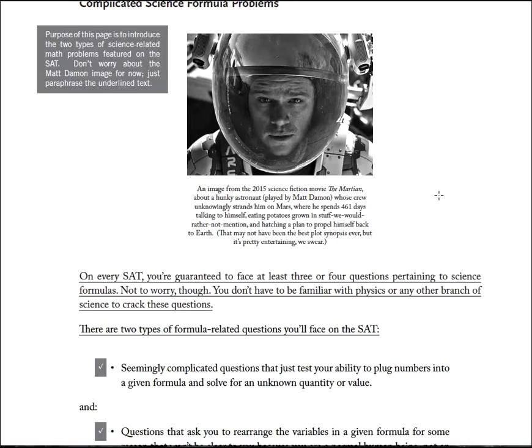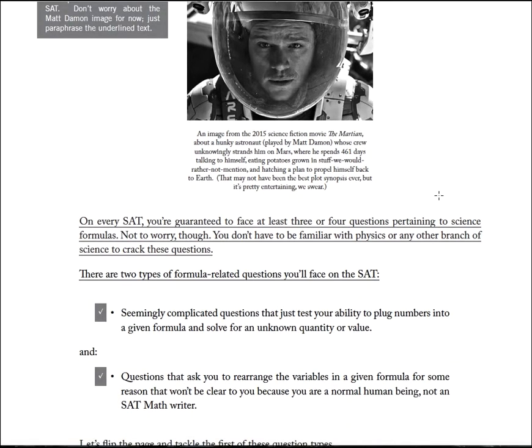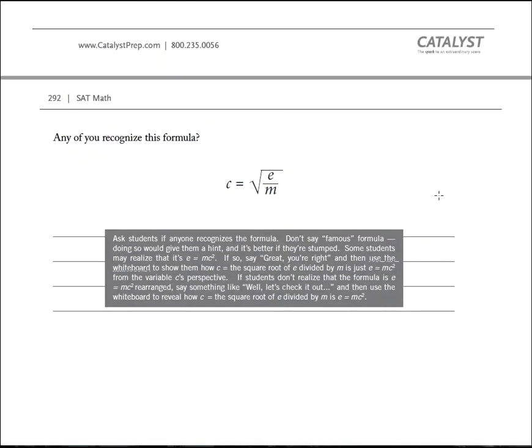And there's really just two types of science-related questions that you're going to encounter. The first type will test you on your ability to just plug numbers into a given formula that you, again, don't have to know in advance, and solve for some unknown quantity, which is essentially basic algebra. And the second type is the SAT seems to love these questions that ask you if you can rearrange the variables in a given formula to isolate one of the variables. So just to give you an example of that second type, let's all go to page 292. We're on page 292. Any of you guys recognize this formula here? Take a second and see if you can figure this out.